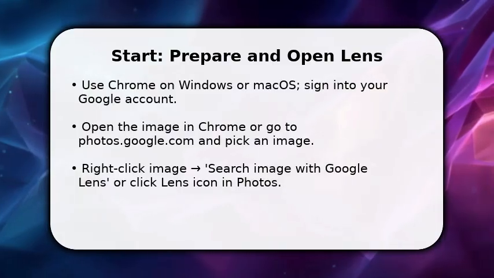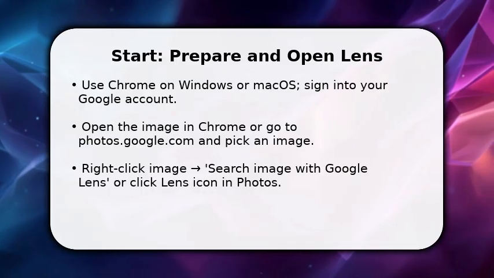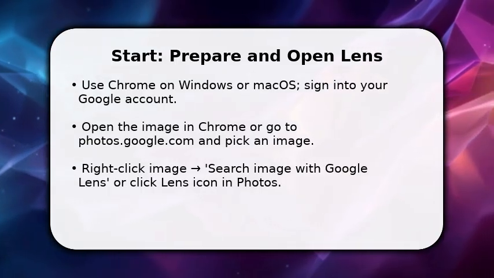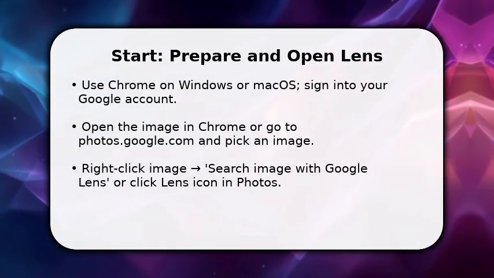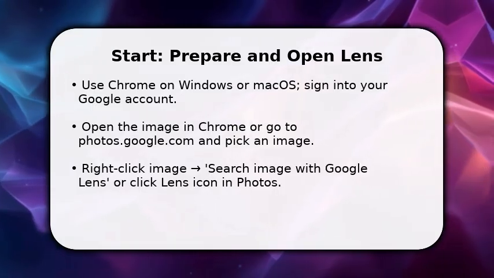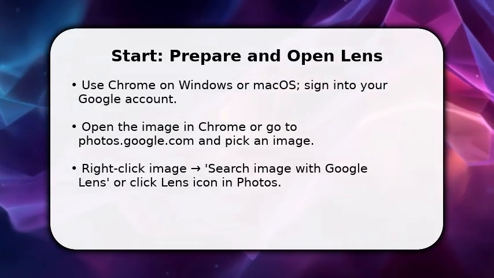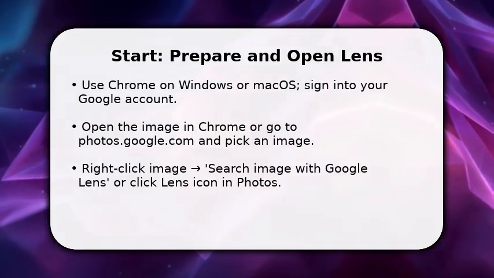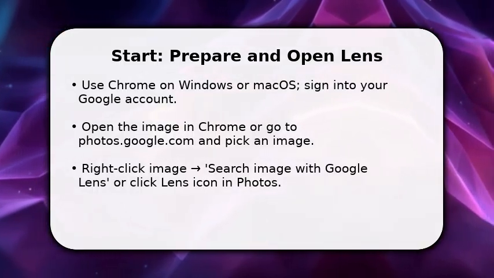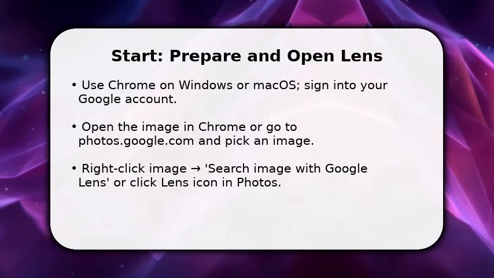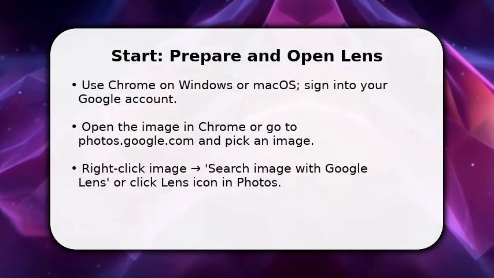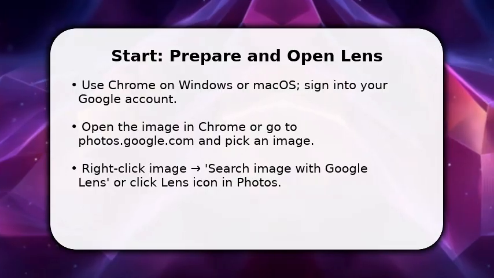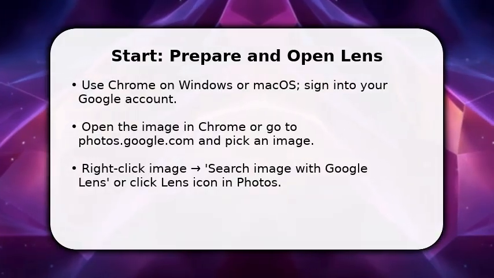You start by opening Chrome and signing into your Google account so Lens can use your data and sync. Once done, load the image you need. Either open it directly in Chrome or go to Google Photos and select the file. Make sure the image is fully visible, then right-click and choose Search Image with Google Lens, or, in Photos, click the Lens icon. This begins the Lens analysis immediately and prepares selectable results for the next steps.